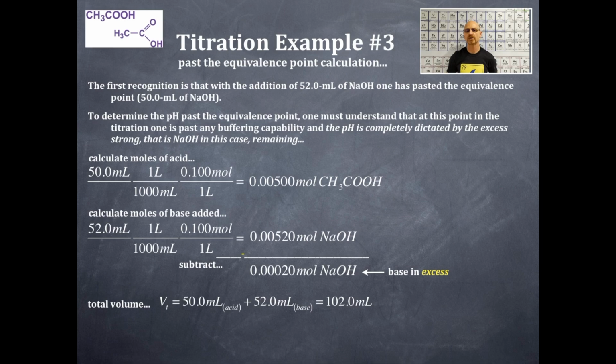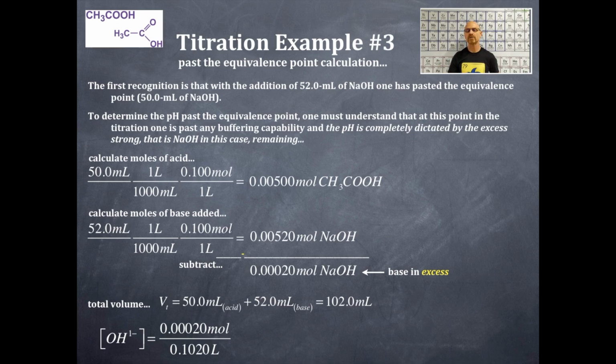We know that sodium hydroxide is a strong base, therefore it dissociates 100%. And the sodium ion is a conjugate to a strong base, so therefore the sodium ion does not contribute to the pH. You need to watch some previous videos on that. So we're going to calculate the concentration of the hydroxide ion that is in excess. What's the amount of hydroxide ion that is in excess, that is past the equivalence point?